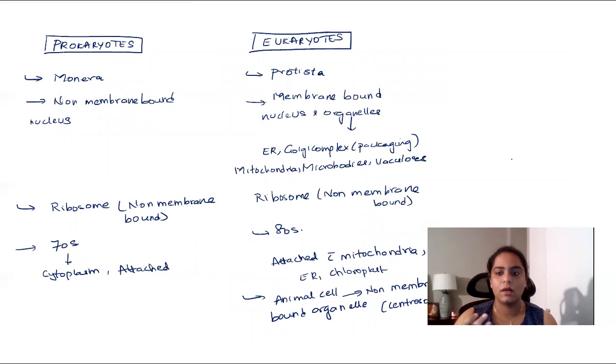Now this is just a summary of what we studied. Prokaryotes come under the category of Monera. Eukaryotes come under the category of Protista. Prokaryotes have a non-membrane bound nucleus, and in eukaryotes you have a very well-developed nucleus. Nuclear membrane is present. Different organelles: endoplasmic reticulum, mitochondria, lysosomes, vacuoles, Golgi complex, rough endoplasmic reticulum, smooth endoplasmic reticulum, plasma membrane, and centrosome, which helps in cell division, is present.